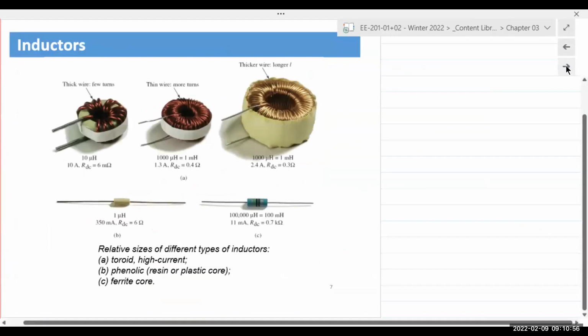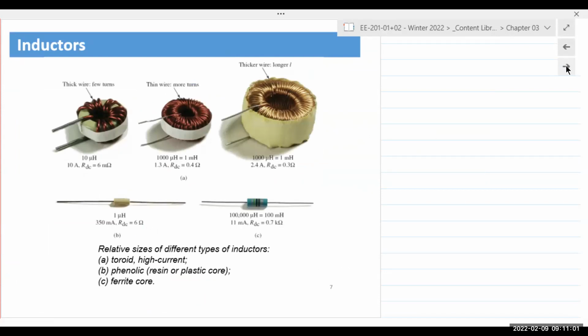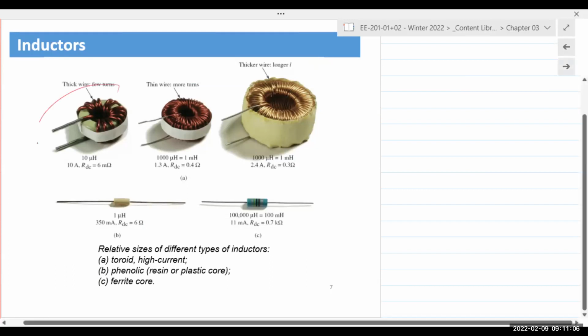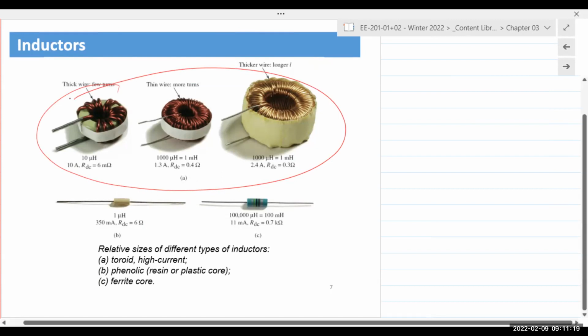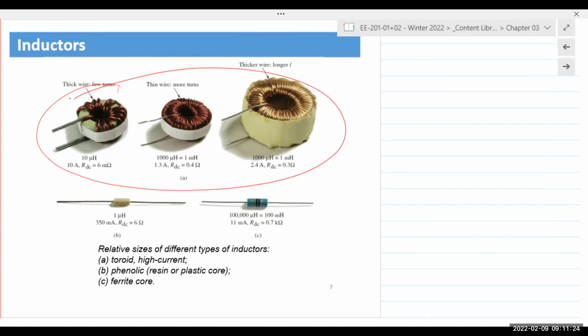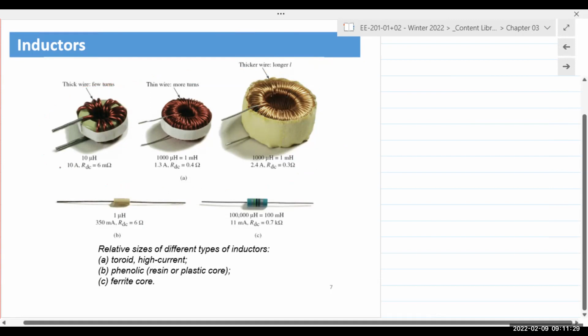So moving on. Just a few examples of what a real life inductor would look like. The top three are known as toroidal inductors, specifically for high current purposes. I have three kinds, and I like to show these specifically to show how the number of turns and the physical construction would change the value of the inductance as well as the current carrying capacity of that coil. All three of them are toroidal, by the way.